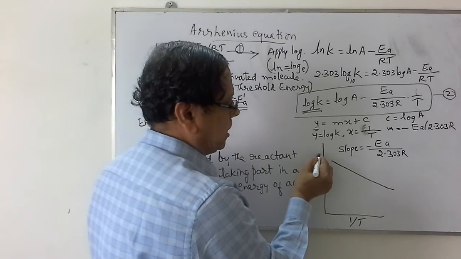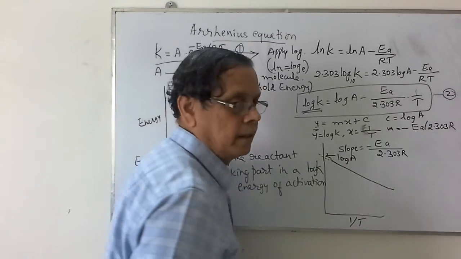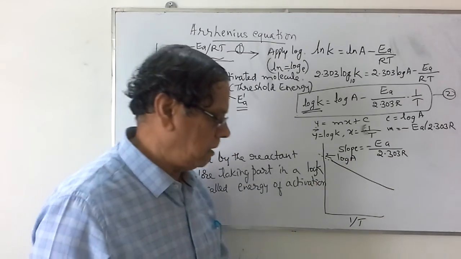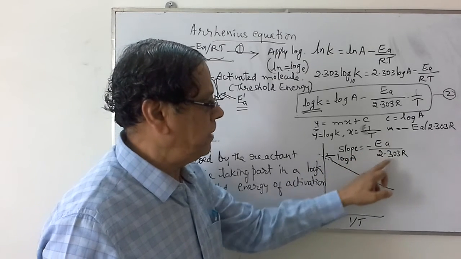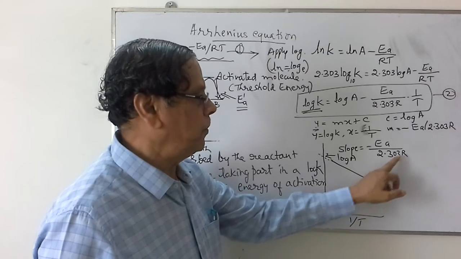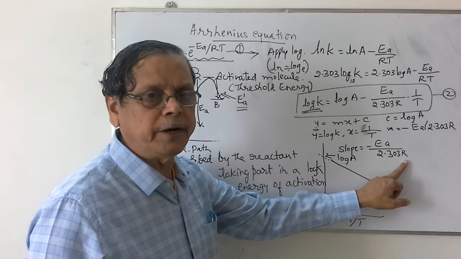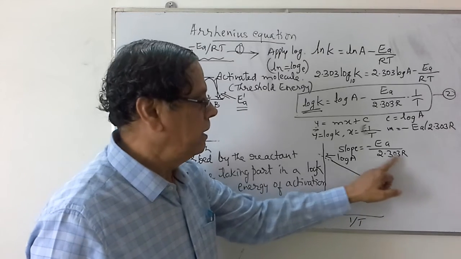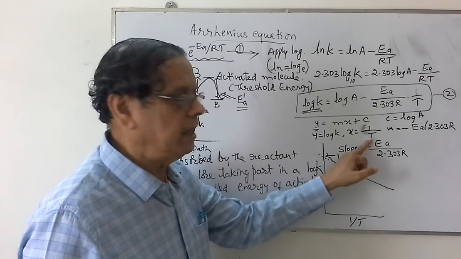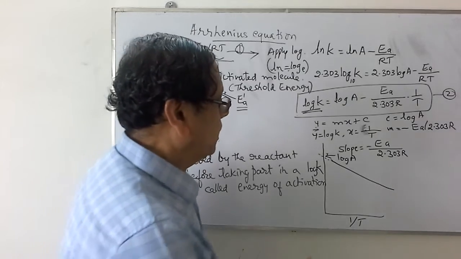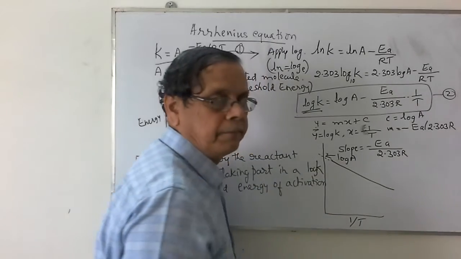And if you extend this line, the intercept corresponds to log A. So we can calculate the Arrhenius constant log A from the intercept, and the slope is equal to minus Ea by 2.303 R. From this slope we can calculate the energy of activation. If R is used as 8.314 joule per Kelvin per mole, then Ea will be in joules. If R is equal to 2 calories, then Ea will be in calories.